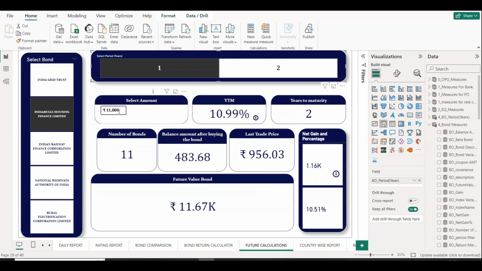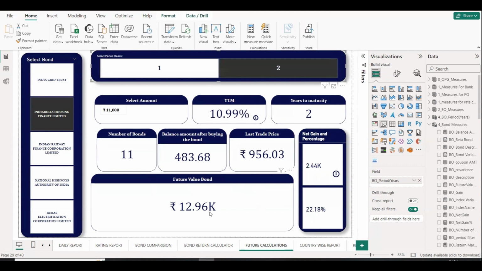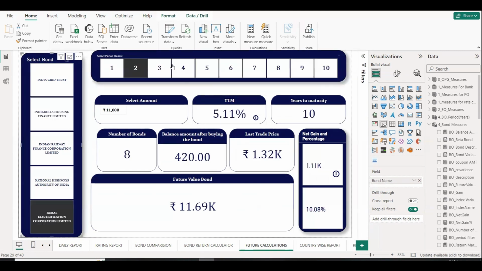Similarly, if I'm giving 11,000 as my amount in hand, I'll be able to earn a yield rate of 11%, and this is my future value that I'll be getting after 1 year. If I'm holding it till maturity, I'll be getting this figure. So you can see that it works differently for different bonds. Here for rural electrification, the years to maturity is 10, but I am selling it off at the end of the fifth year. My return would be around 13,000 rupees, 13 and a half, and this is my gain after 5 years. That is what this page is all about.